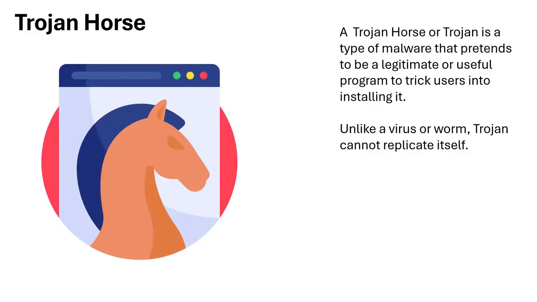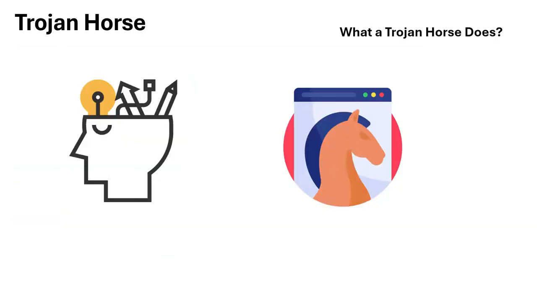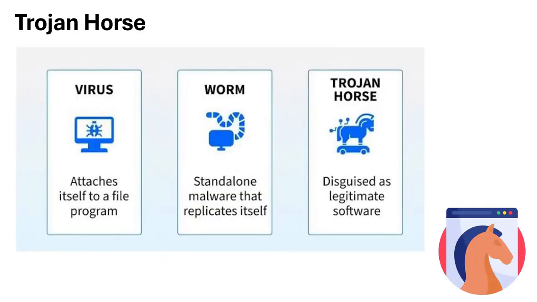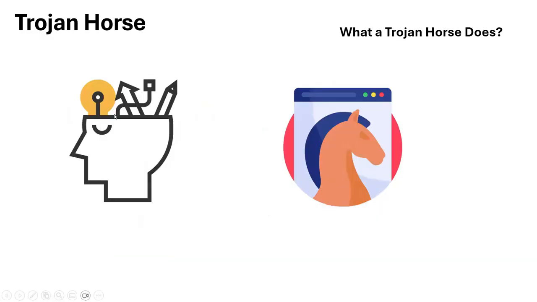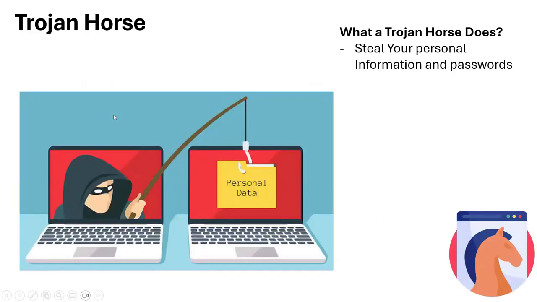Trojan horse is disguised as legitimate software. Unlike the virus that attaches itself to a file or program, or the worm that is standalone malware that replicates itself, the Trojan horse is disguised as legitimate software. Okay, what does a Trojan horse do?